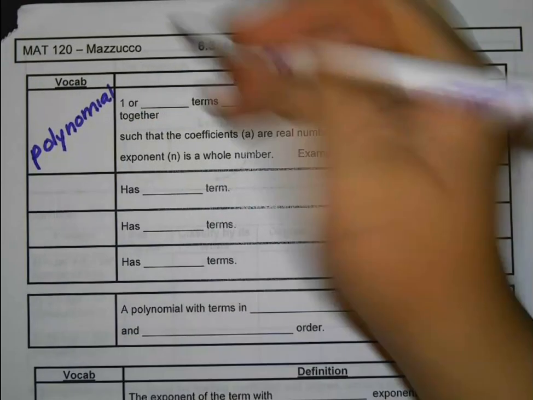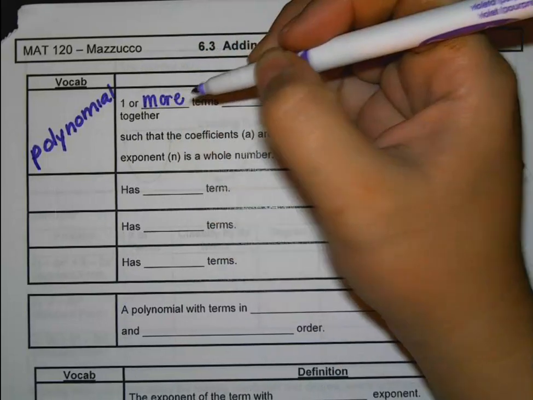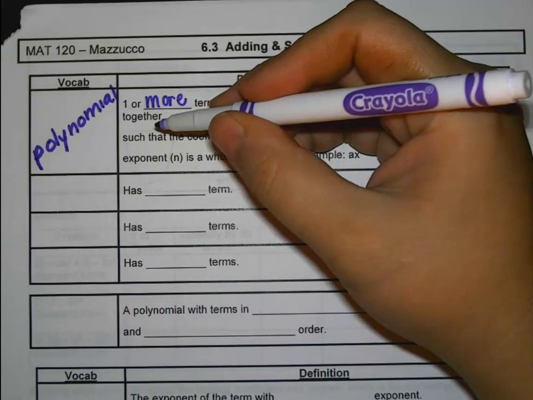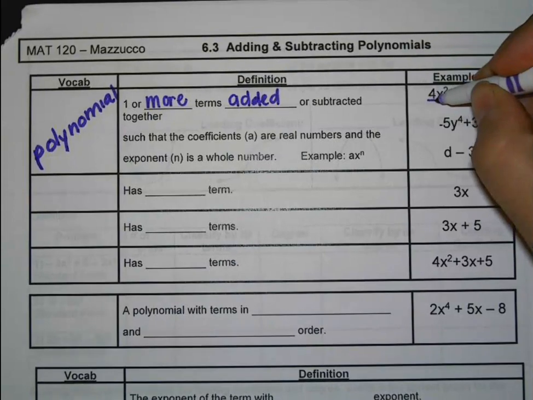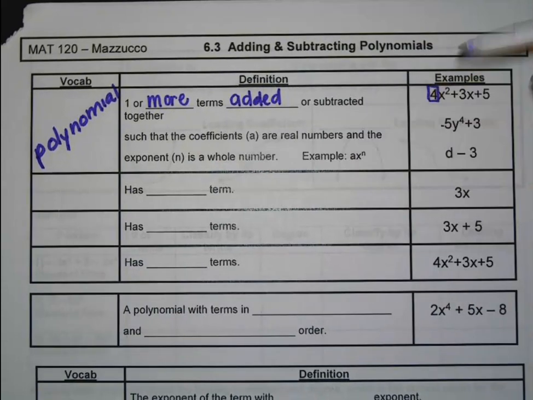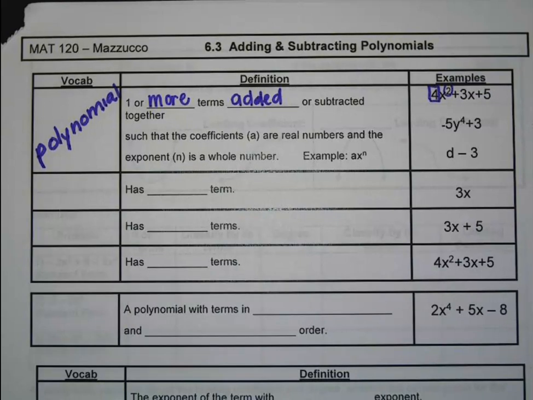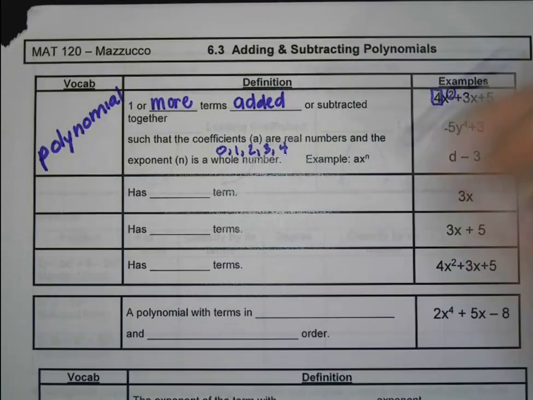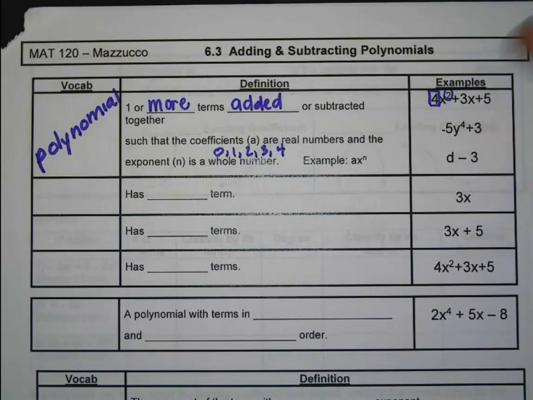So a polynomial is when you have one or more terms that are added or subtracted together such that the coefficients, so this is a coefficient right here, the number in front of the variable, are real numbers, and the exponent, the number that's here, is a whole number. So 0, 1, 2, 3, 4. If something has a negative exponent, it might not be a polynomial, unless when you bring the negative up, it makes it positive, different story. So you can't have any variables in the denominator.